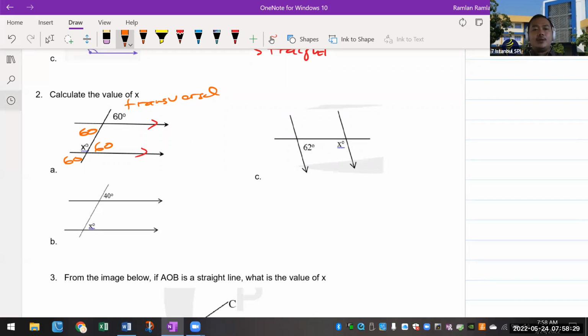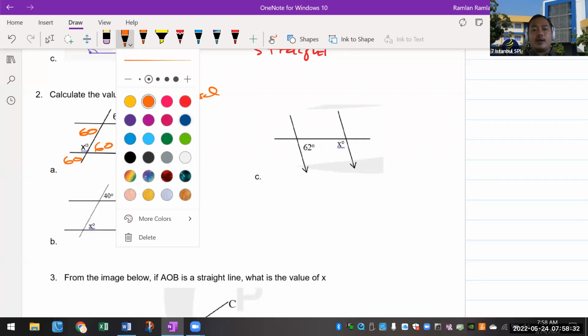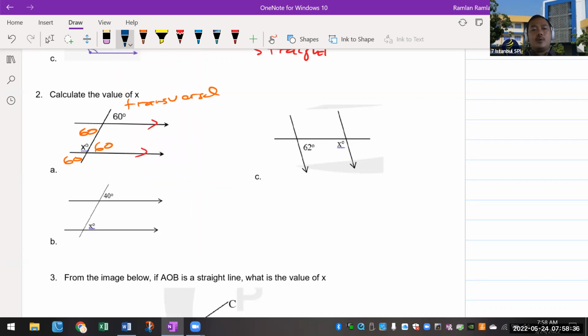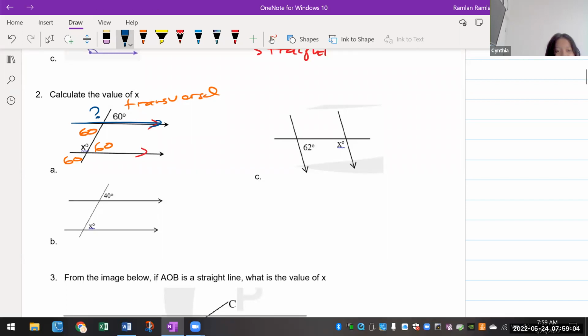Okay. Now let's go to the other side of the angle that we have just half from the question. So what do you think? If this is a straight line, what do you think is the size over here? Okay, I'm going to Cynthia. Seratus? 120, Pak. 120. Dapat dari mana? Karena straight line. Yeah, karena straight line. Okay, yeah. Just remember, guys, straight lines make 180 degrees, right?